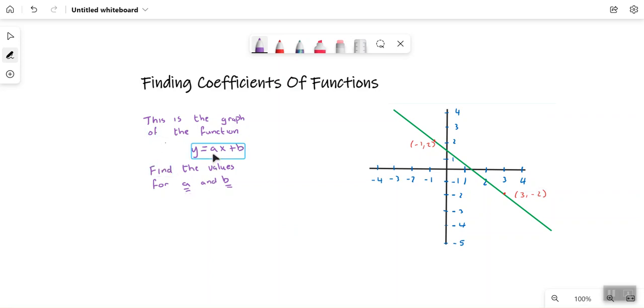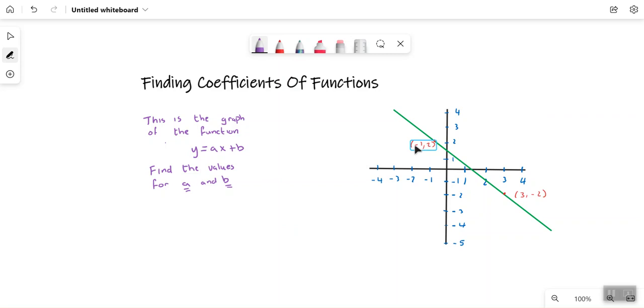So what it's asking you to do is to find the values of a and b. These are the numbers in the function, y is equal to ax plus b. So it's asking you to find out what a is and what b is. Now, what we can actually do is write two equations using the function that they give here.